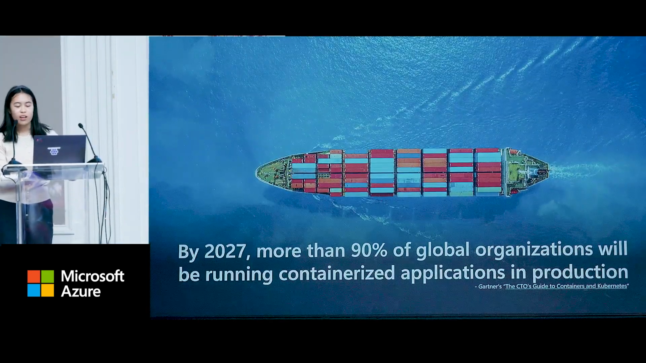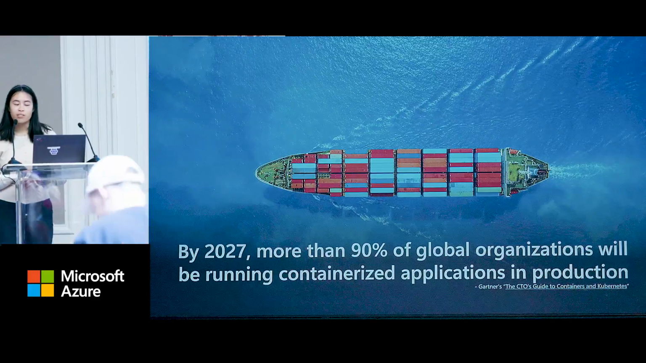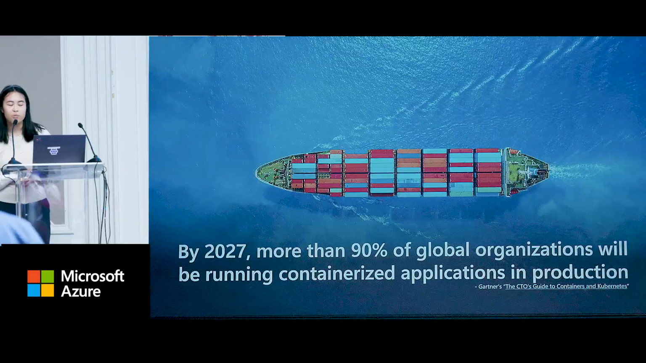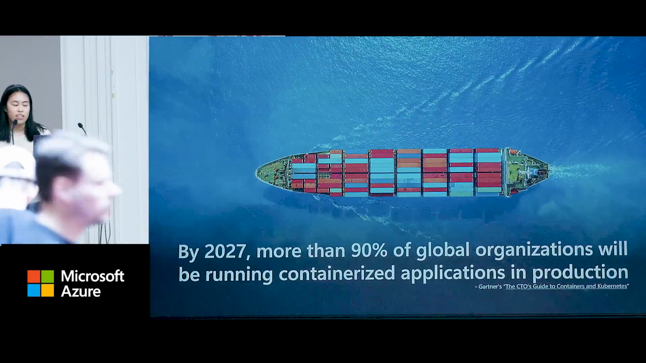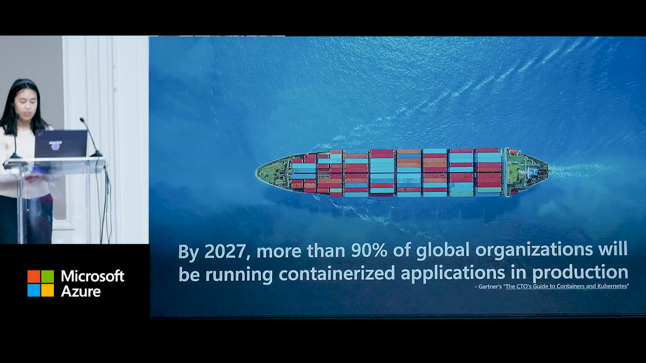So organizations of many sizes, big or small, can be using containers. If you're a cloud native company, if you're looking to modernize your applications, containers are a great way to go. Gartner has actually projected that more than 90% of global organizations will be running containerized applications in production by 2027. So this is a huge amount of growth we've seen in the past couple of years that we'll continue to see in the years moving forward.